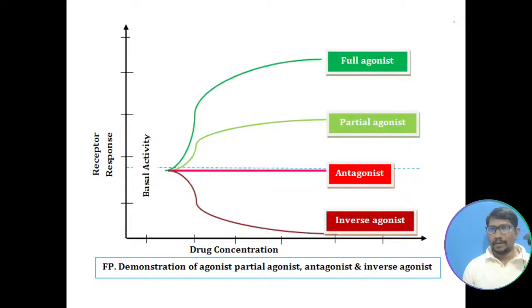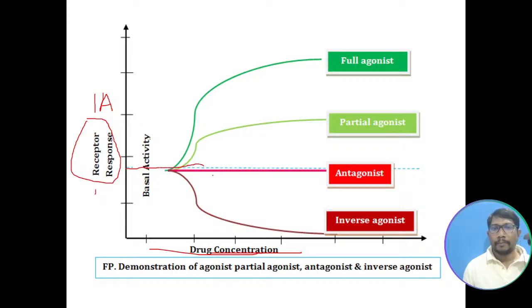Now you see the same thing in a diagram. If you plot the receptor response, you can see intrinsic activity on the y-axis and concentration of drug on the x-axis, and you see this dotted line is the basal activity.